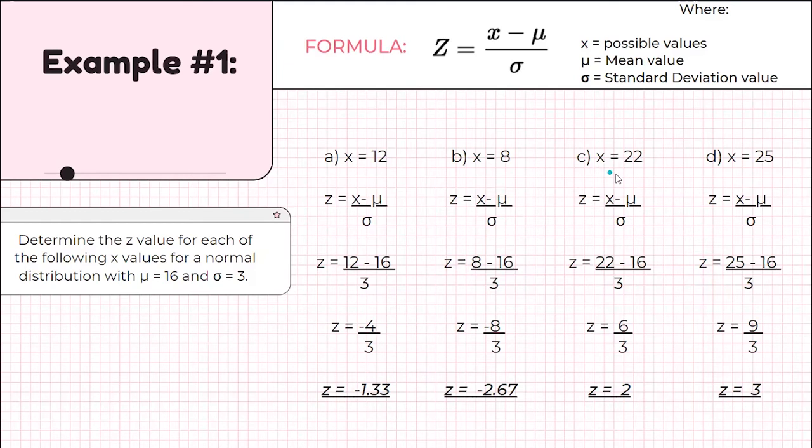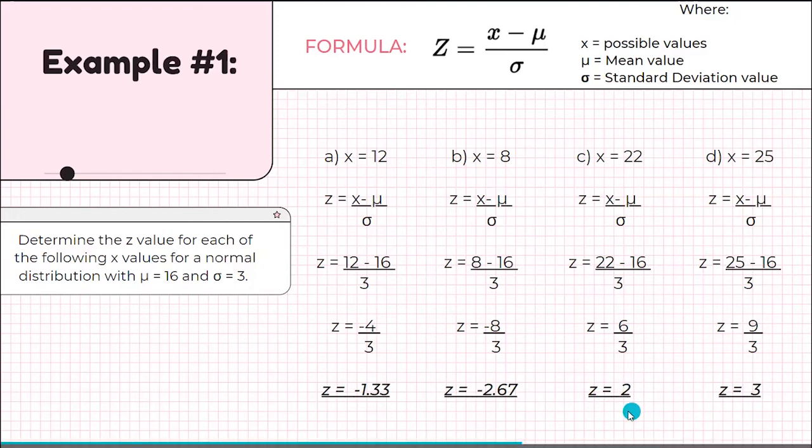X is equal to 22. So this is the z-score formula, and we're going to replace the values like what we used in the previous ones. Z is equal to 22 minus 16 divided by 3. 22 minus 16, and the answer is 6. And we will divide this by 3, and the answer is 2. Our z-value for this one is 2.